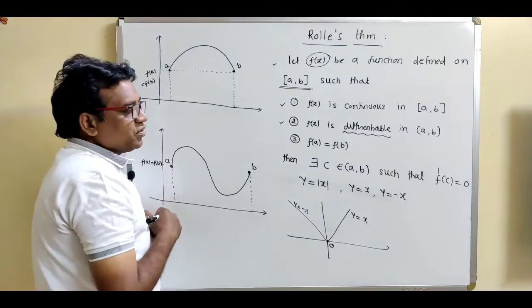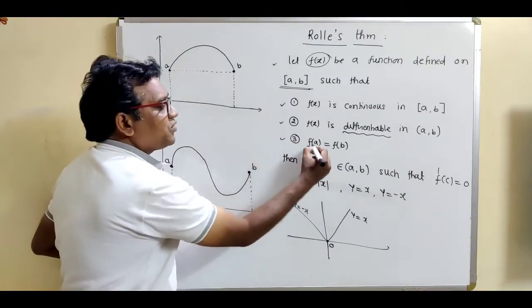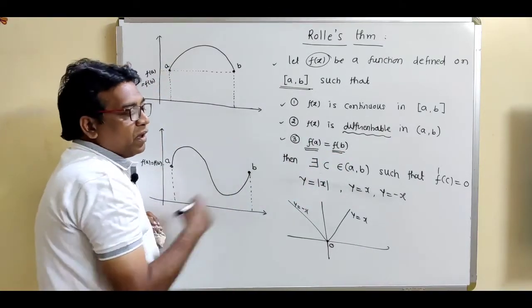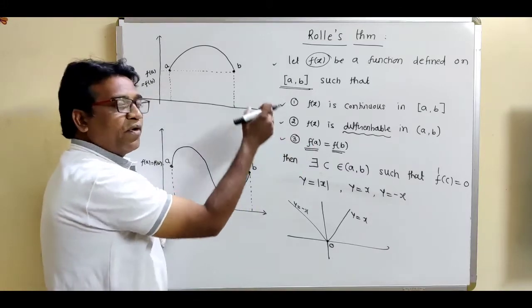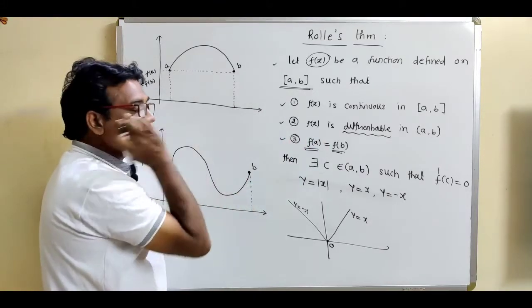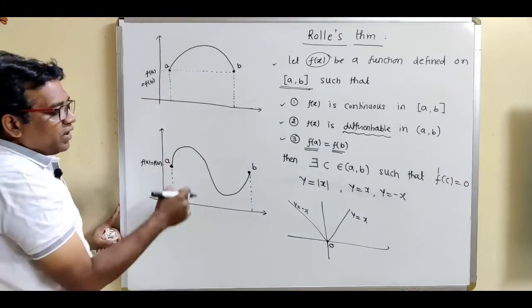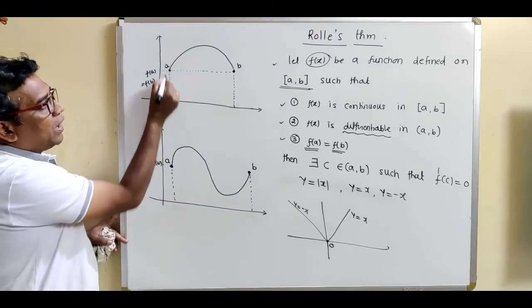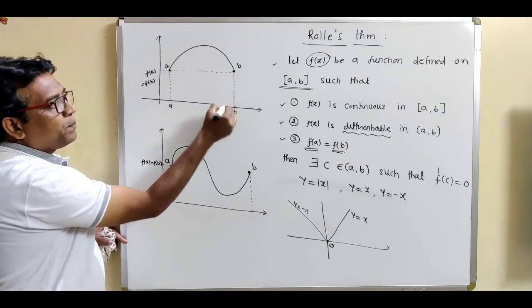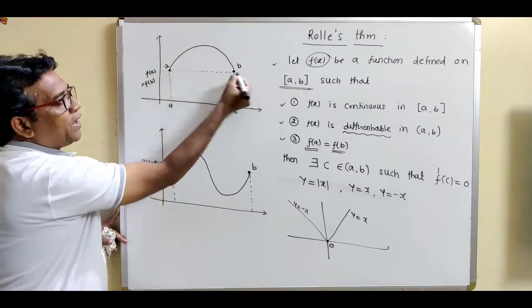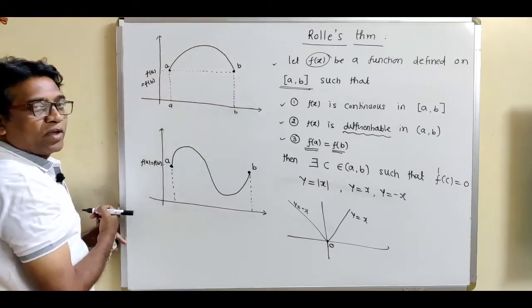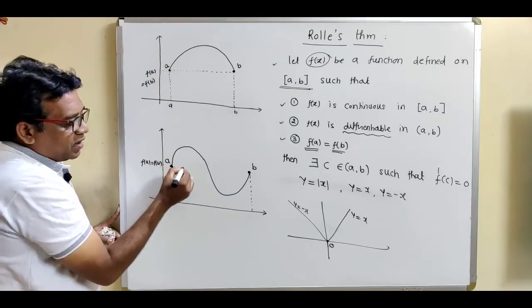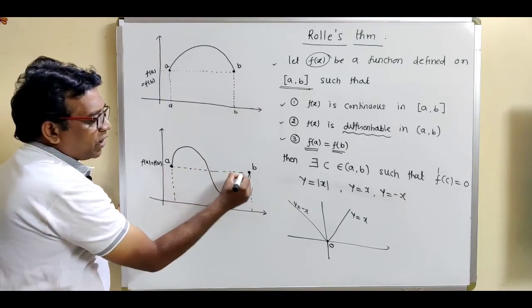Now see what the third condition is. The functional values f(a) and f(b) are equal at the end points. The functional values are equal at the extreme points, f(a) = f(b). They are the same value. So this graph again satisfies the third condition. This is a, so this is the value of f(a). If you consider this point as b, then this is the value of f(b). f(a) is the same as f(b). For the second graph, again this condition is satisfied. f(a) is the same as f(b).